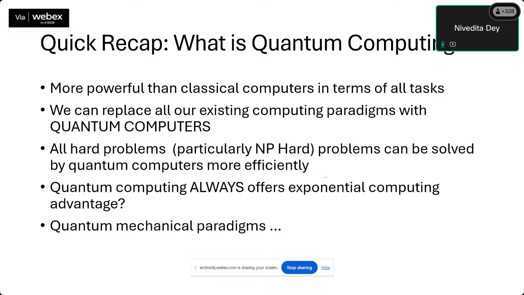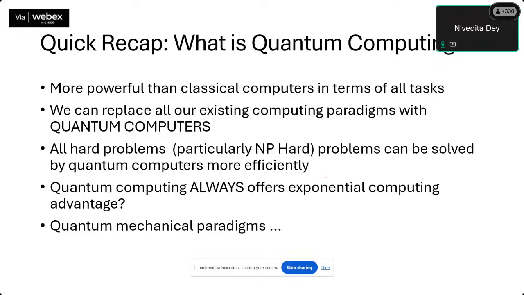Why? Because binary search can already solve it very easily, in logarithmic time. So we don't need a quantum computer. So where do we need it? We need it for an unstructured data set, where without some auxiliary memory it takes order of n time, whereas quantum takes order of root n number of queries. So that is a quadratic speed up that we can get.